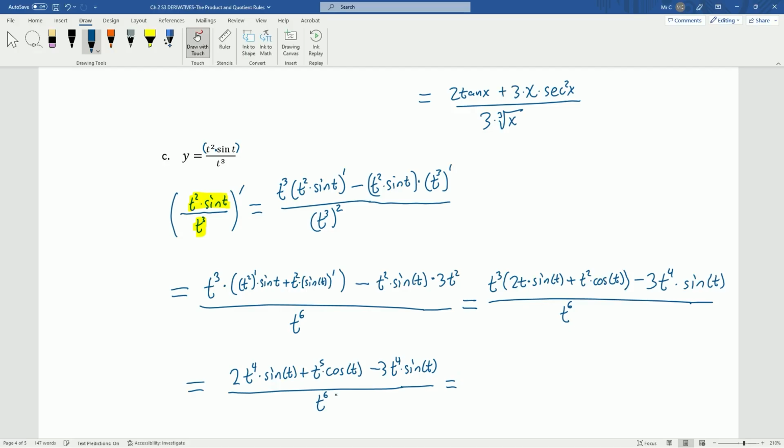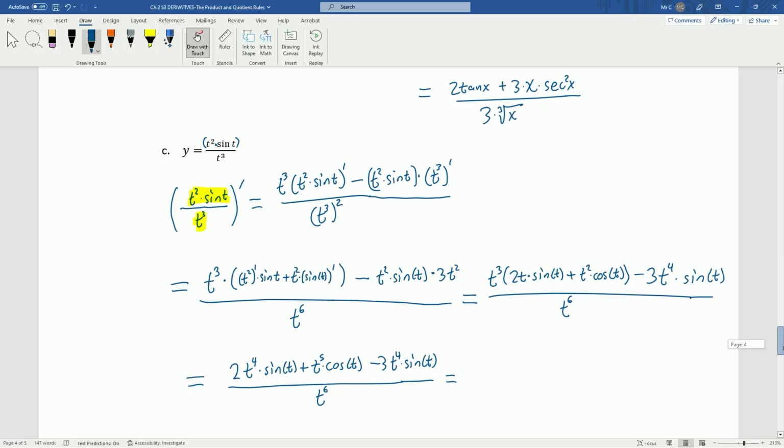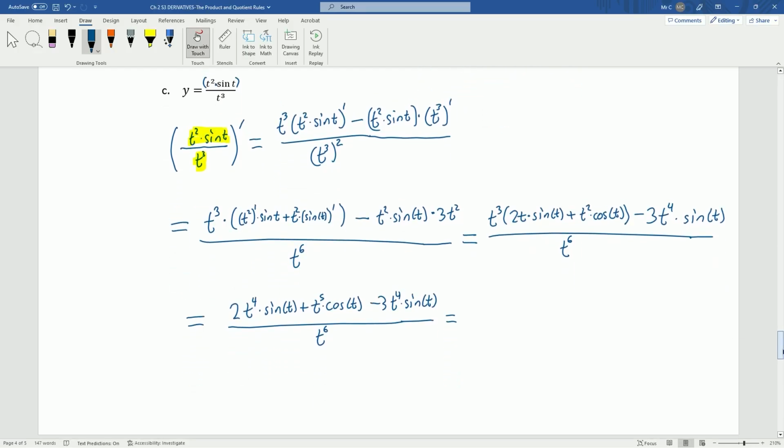And so I'd like to be able to cancel some factors with my denominator here. And what I see is the biggest factor of t is t to the fourth up top. So I'll factor out t to the fourth. I get 2 sine of t plus t cosine of t minus 3 sine of t.